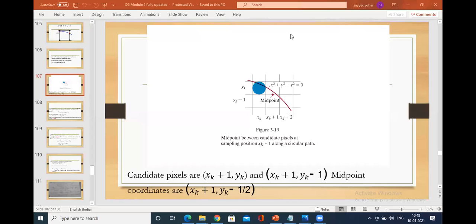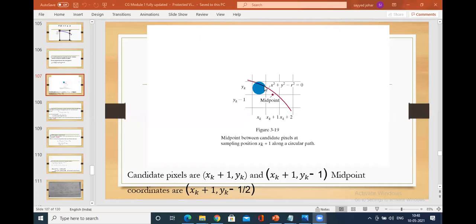Last class we saw the Bresenham's circle drawing algorithm. Today we will solve one of the problems on Bresenham's circle drawing algorithm, and with that we'll go to module 2 by tomorrow. Before I start, have a look at what the Bresenham circle drawing algorithm is.